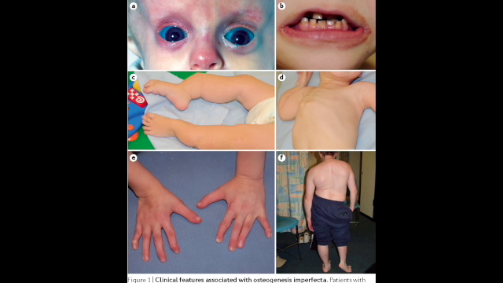For diagnosis, it's clinical and radiologic findings, confirmed with DNA or protein testing. And for management, combination of bisphosphonates, physical therapy, and surgical interventions.